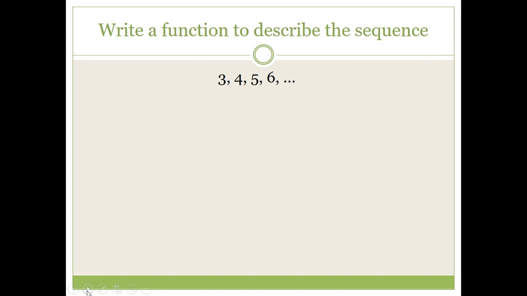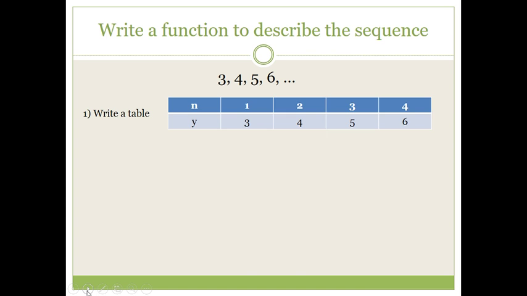So let's take the sequence 3, 4, 5, 6. First thing I'm going to do is write a table. Remember in my first table, my n values are just the term numbers. I have 4 terms listed here, but remember this sequence does go on forever. But I'm just going to write out the first 4 terms. So I write n as 1, 2, 3, and 4. And then I put the actual values of the numbers in the sequence underneath their appropriate terms. So here you can see 3 is the first term, 4 is the second term, 5 is the third term, and 6 is the fourth term.